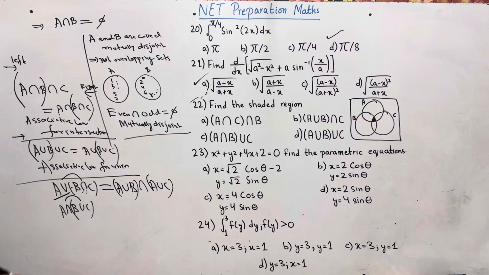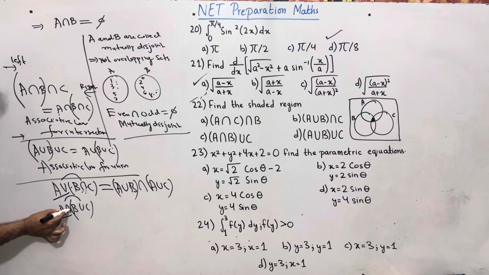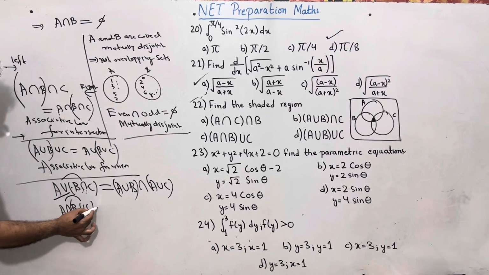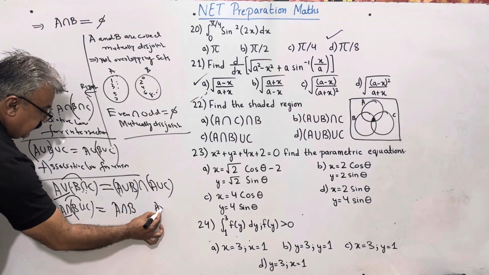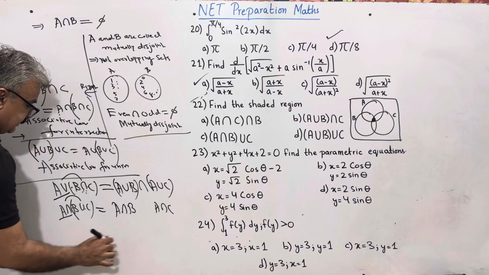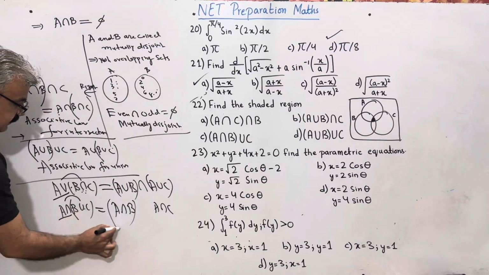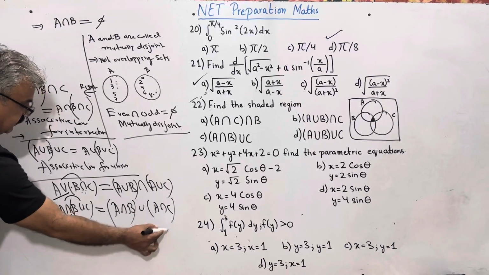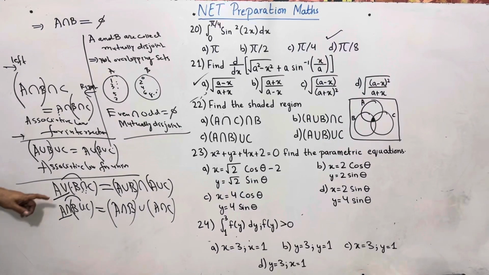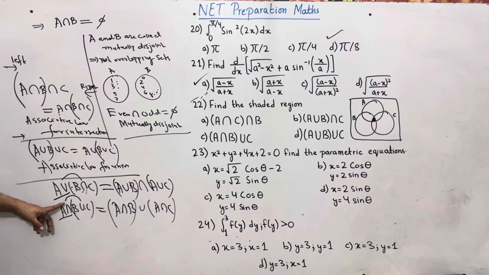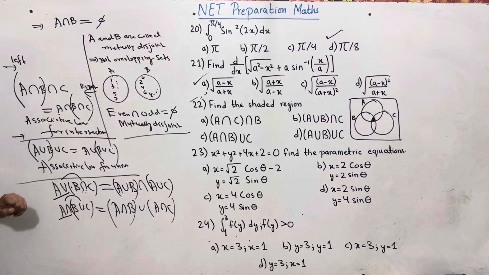Similarly, put A intersection in front of B as well as C. We have A intersection B and A intersection C. This union remains intact. This is known as the distributive law of intersection over union, while the previous one is the distributive law of union over intersection.